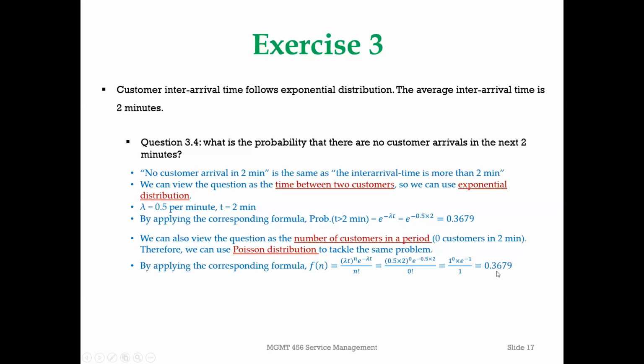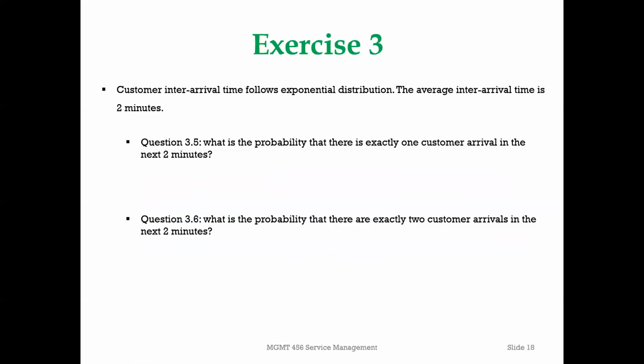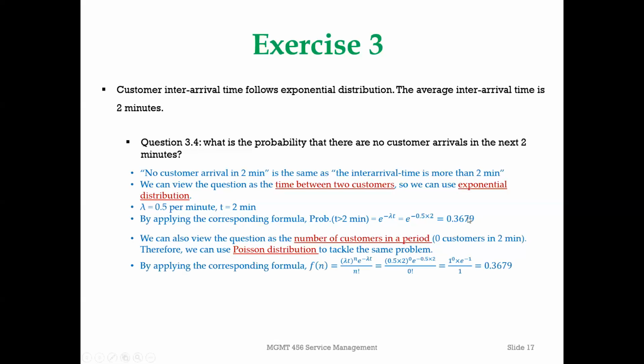So we plug in all the numbers, we'll get 0.3679. So you can see they are basically the same. So these two numbers are the same, because regardless of which distribution you use, the final solution should be the same. So exponential distribution versus Poisson, the final answer is the same.